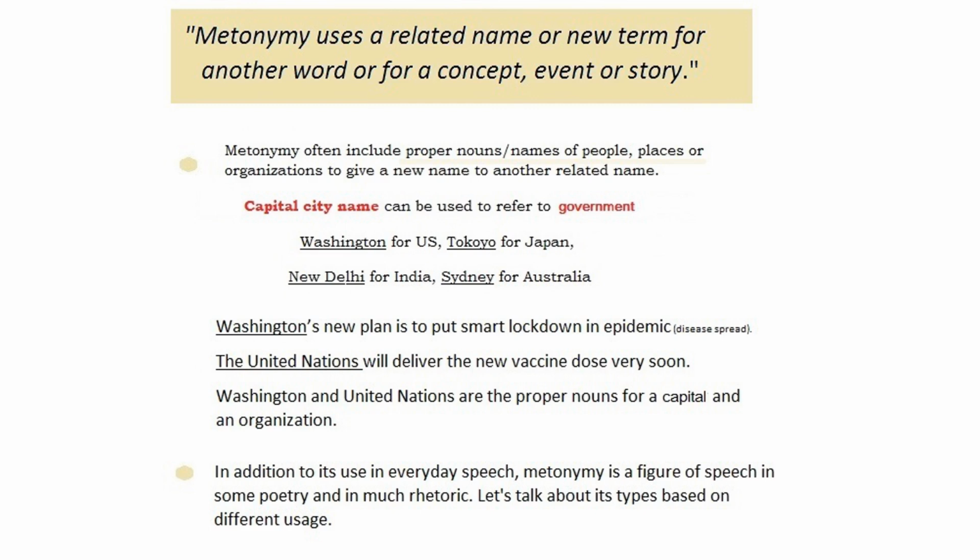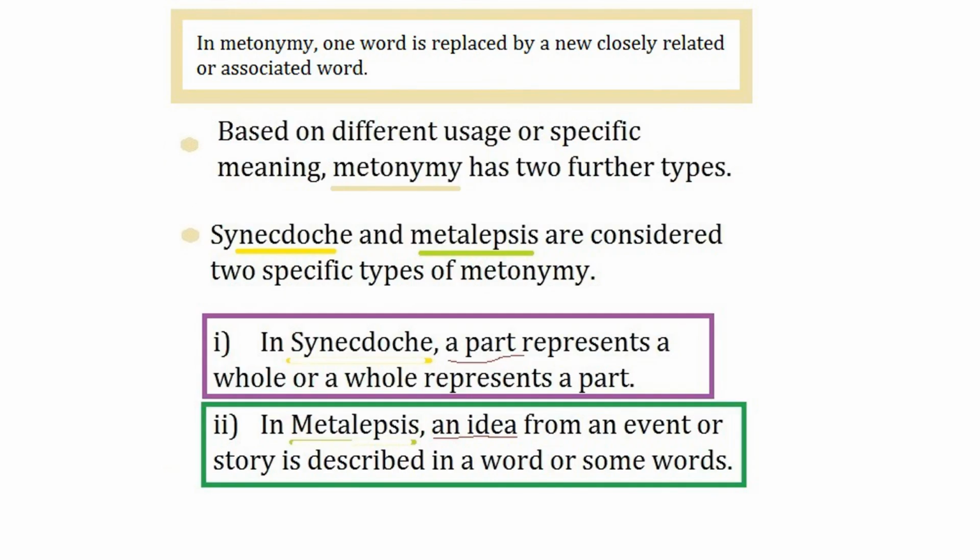In addition to its use in everyday speech, metonymy is a figure of speech in some poetry and in much rhetoric. So we learned that, in metonymy, one word is replaced by a new closely related or associated word. Based on different use or specific meaning, metonymy has two further types. Synecdoche and Metalepsis are considered two specific types of metonymy.